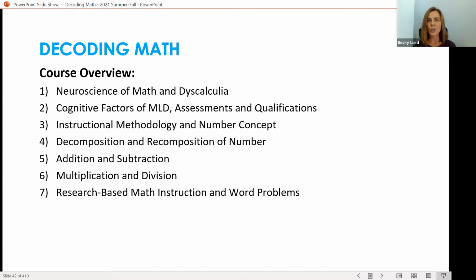Then we look at research-based math instruction, and specifically look a lot at teaching word problems. This gets into what the research tells us. What do we know about math instruction and what's effective? We take a deeper dive into the research and find out what methods have been proven to be effective, and areas where we're still learning more.